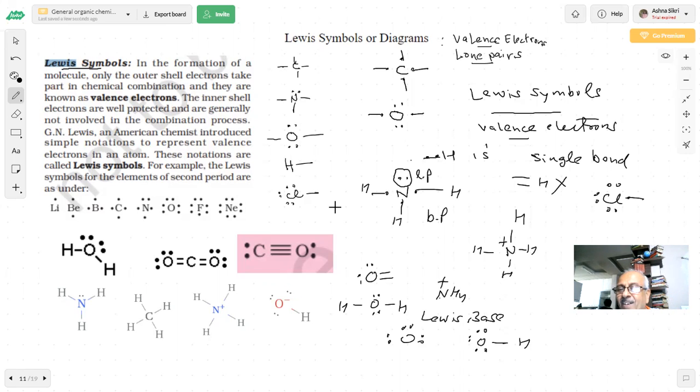Oxygen is gaining the electron. This pair of electrons is towards the oxygen, so you are putting a negative charge here. OH minus is written negatively charged, students.